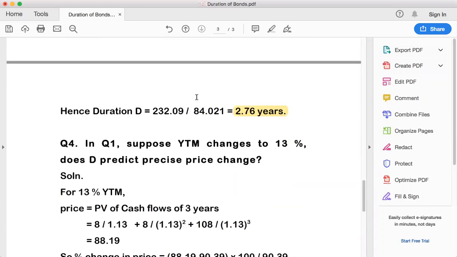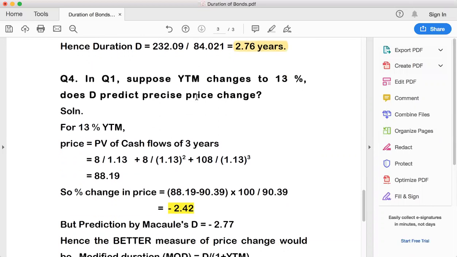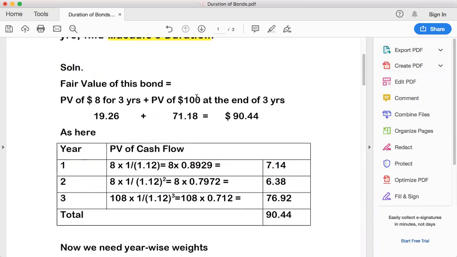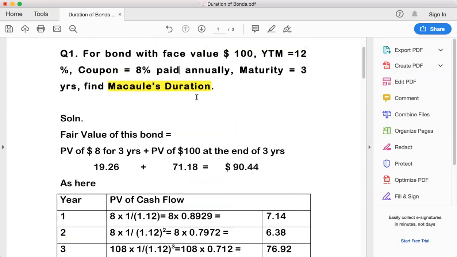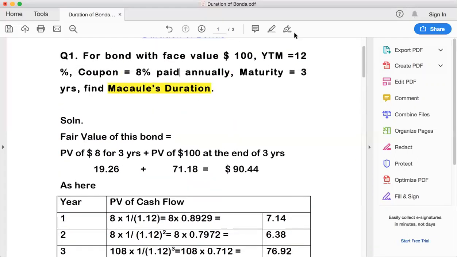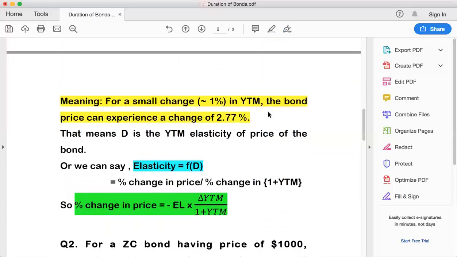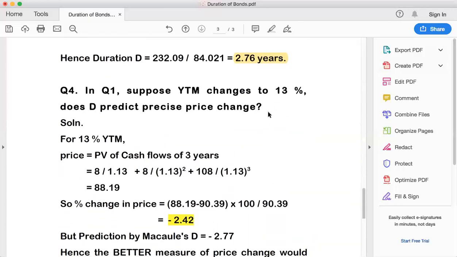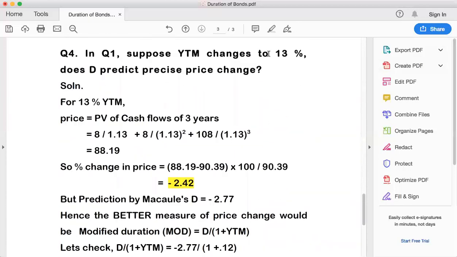So for this particular problem, suppose the YTM, which was earlier 12%, now changes to how much? 13%, just a 1% change, because Macaulay duration is valid for only small changes. So it changes to 13%. So does Macaulay duration predict, is it a good measure of price change? So this is what we are going to solve here.